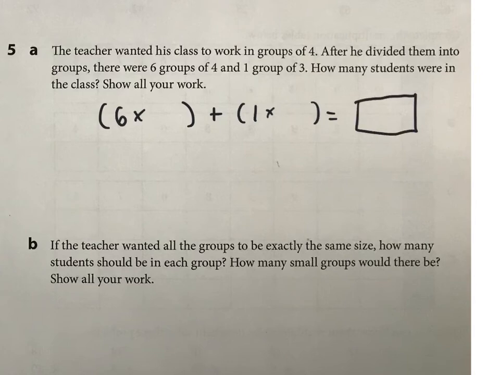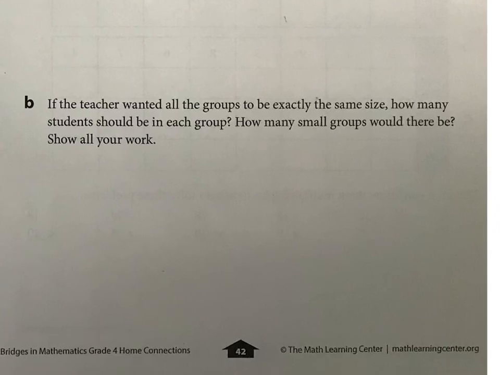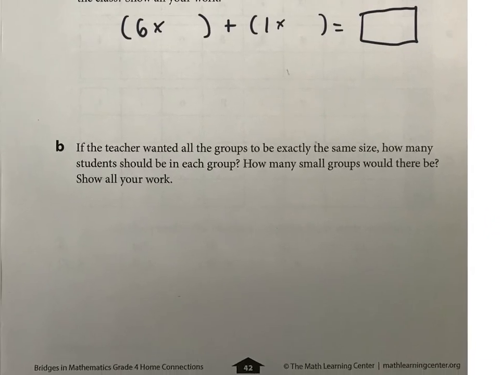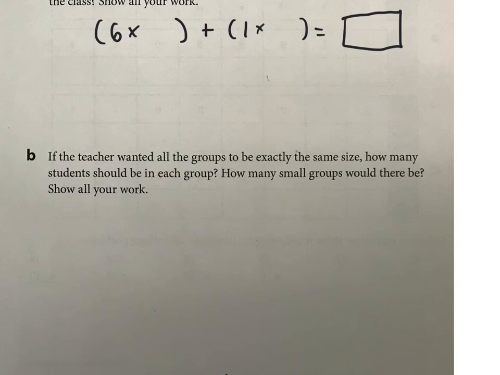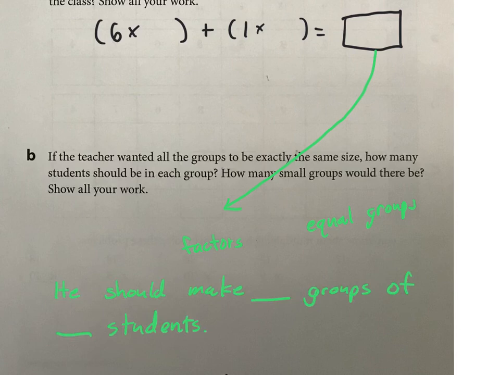And then we're taking that further. If the teacher wants all the groups to be exactly the same size, how many students should be in each group? How many small groups would there be? So what you need to do for this one is take this answer you got here, and think about what the factors of that number are. How can you divide this number to make equal groups? And you'll say that he should make how many groups of how many students in each group.